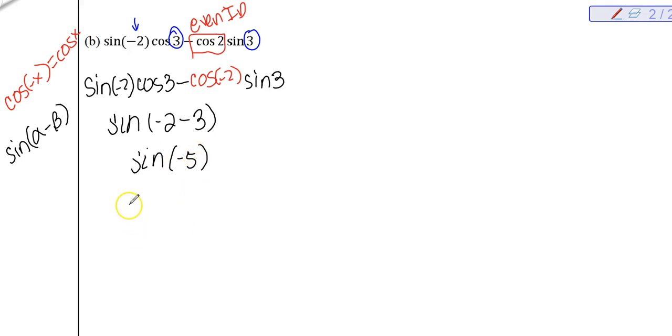Or if I apply the odd identity, the negative sine of 5. Both are acceptable. This is just an application here of an odd identity. And the reason I'm pointing that out is you're going to be verifying things soon. So I want you to always be thinking, can I use an identity to simplify this? Either answer would be acceptable there.